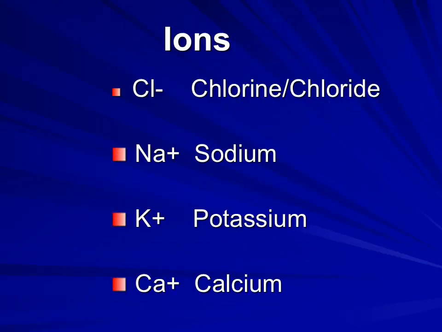Ions. They're chemicals in the brain. We have chlorine, sometimes referred to as chloride. Make sure you know the abbreviation and whether these are negative or positive. So chlorine or chloride is negative. Sodium, Na, and it's positive. Potassium, a K, and it's positive. Calcium, Ca, and it's positive. Make sure you know these abbreviations and whether they're negative or positive.